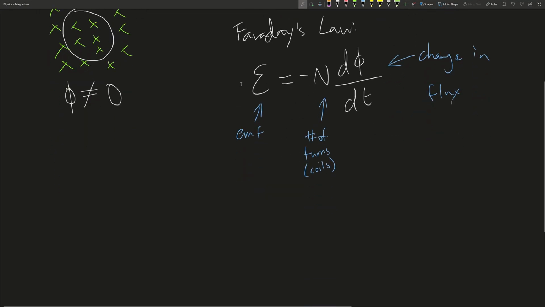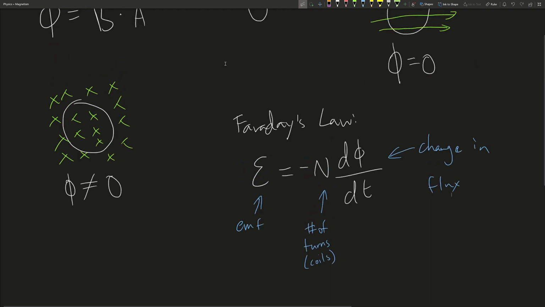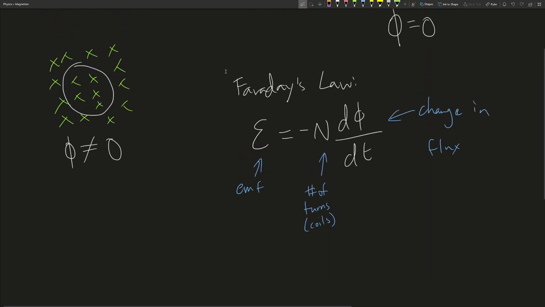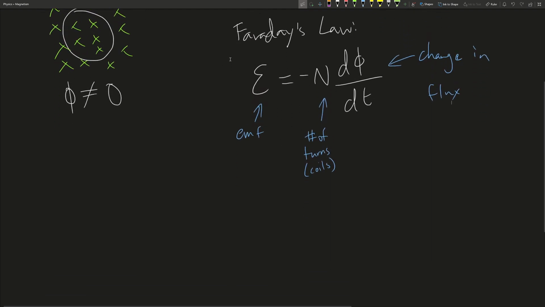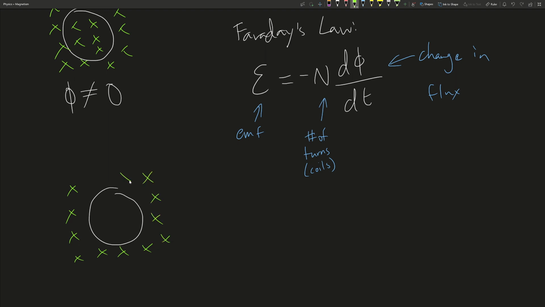Okay, so let's examine how this works. Let's just say we have a loop here, and then we have a magnetic field that is going into the page. So there's this magnetic field going into this page.